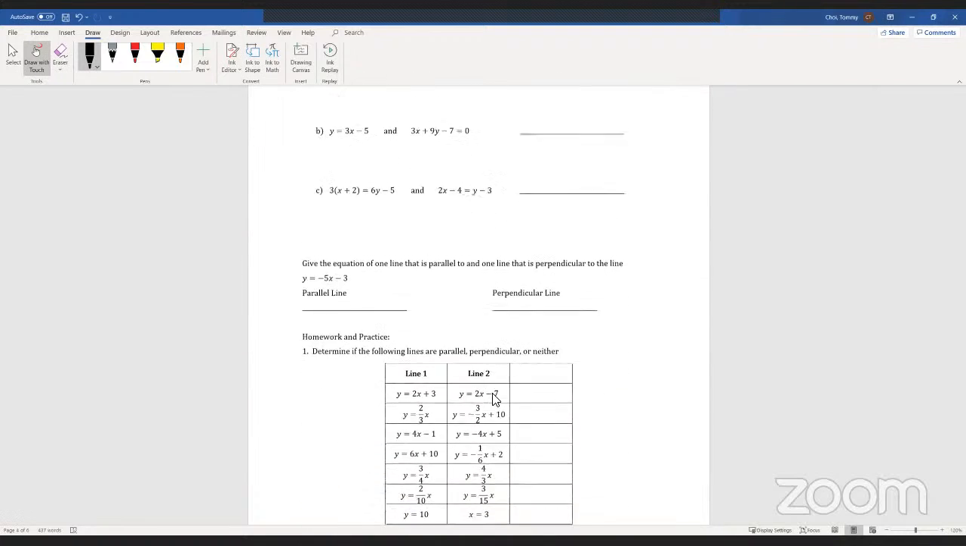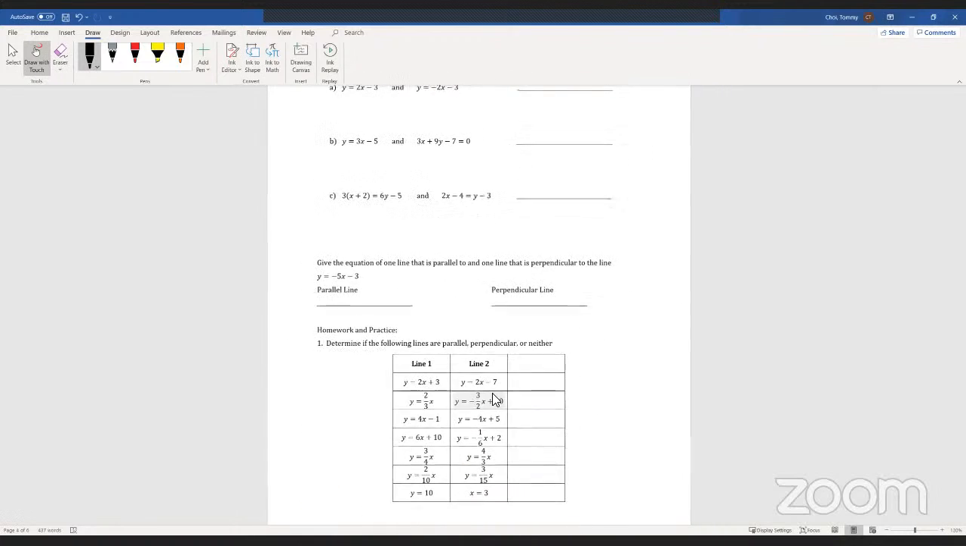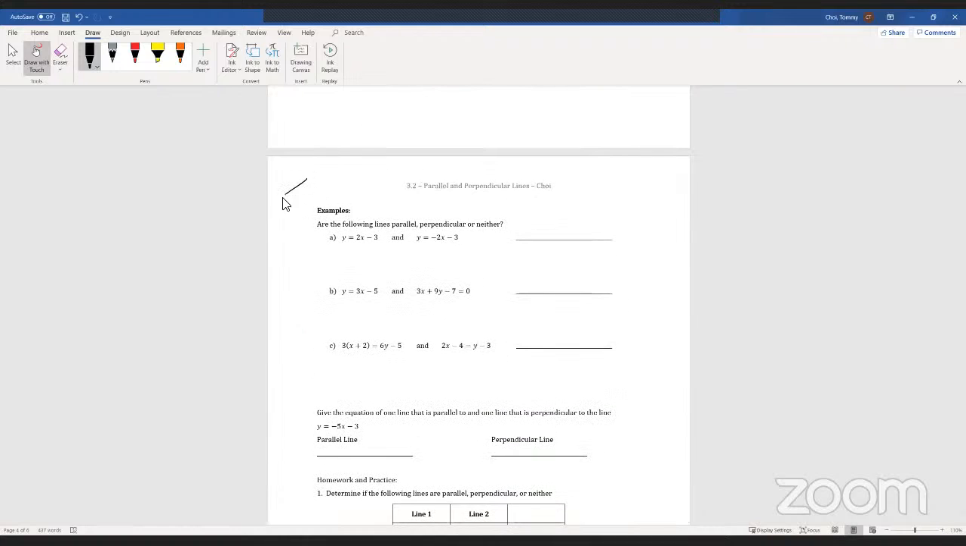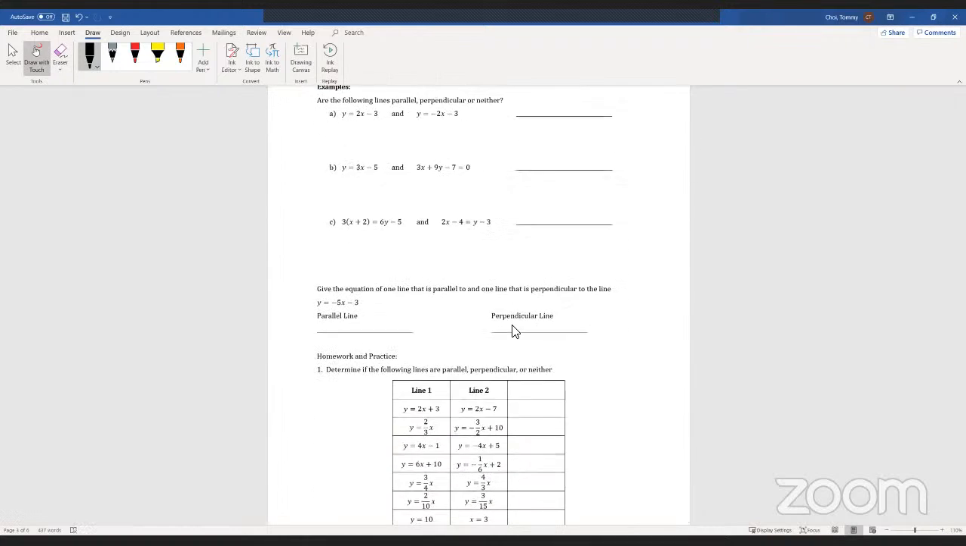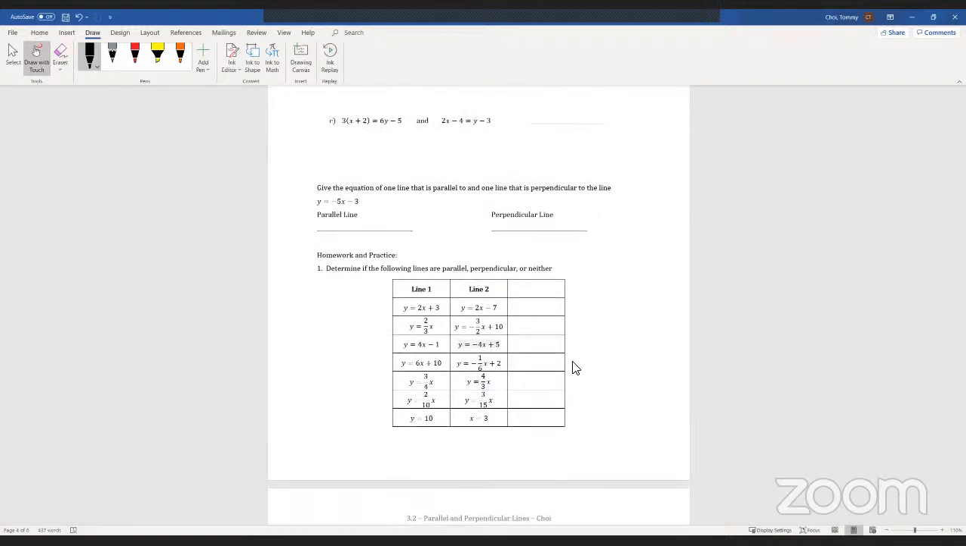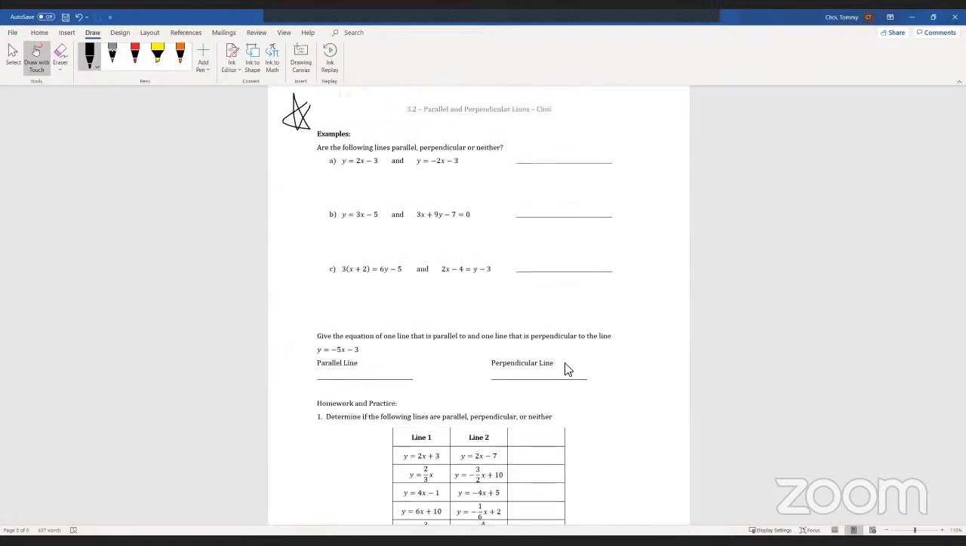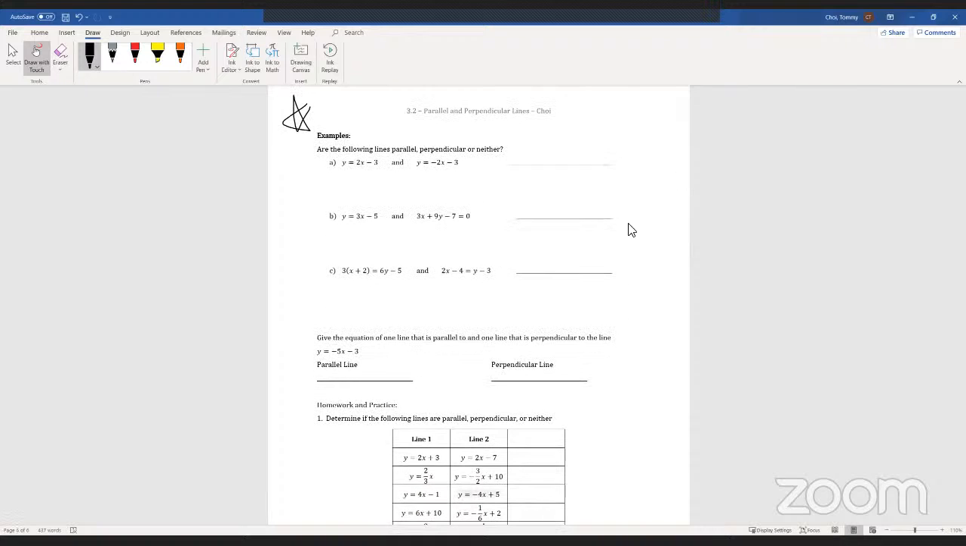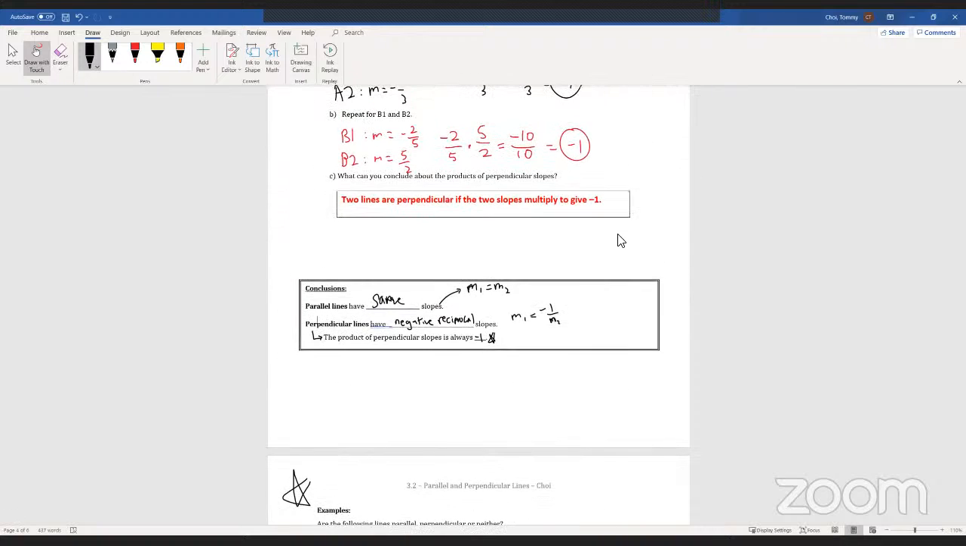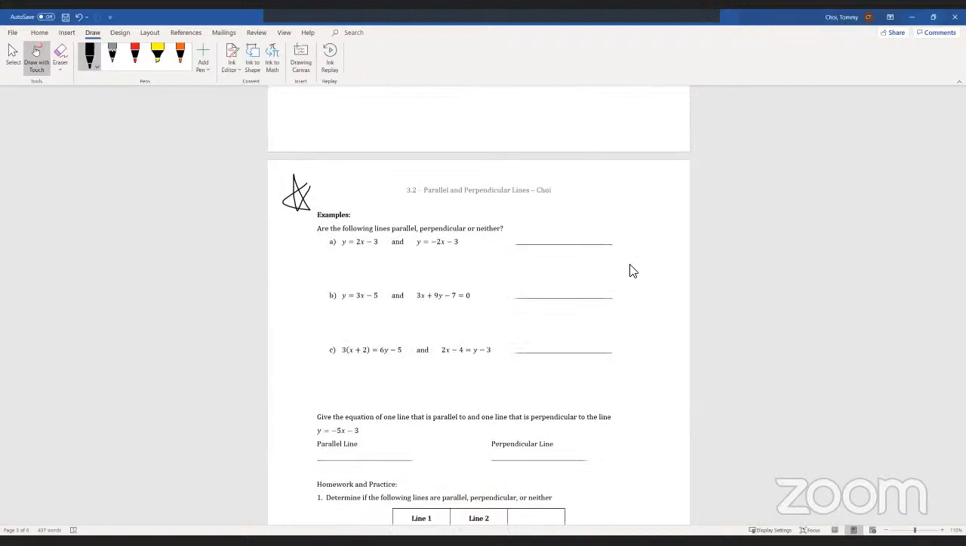I would like you to try this next page. So page 4, I would like you to try on your own, and we're going to take it up tomorrow. Okay, do not do page 5, just do page 4. So page 4 is homework. Okay, so page 4 of 3.2 is homework.